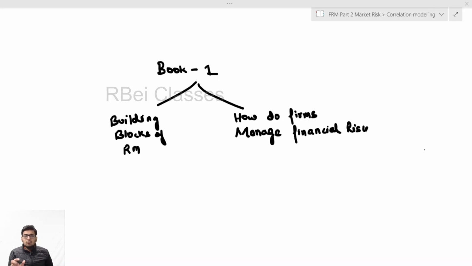Now these first two topics, building blocks of risk management and how do firms manage financial risk, are just telling you the whole summary of the FRM syllabus, both Part 1 as well as Part 2. They are introducing the concepts of both parts. When you start from these two topics, you will find that many things are not discussed in detail. They don't want you to understand in depth each and every term in the first two topics. They just want you to know what you are going to study in FRM.